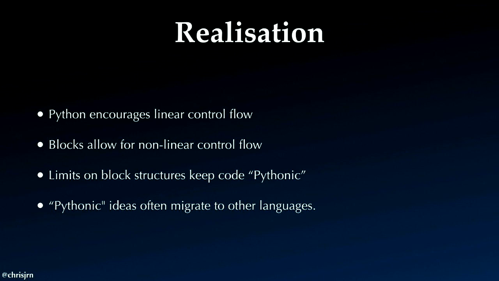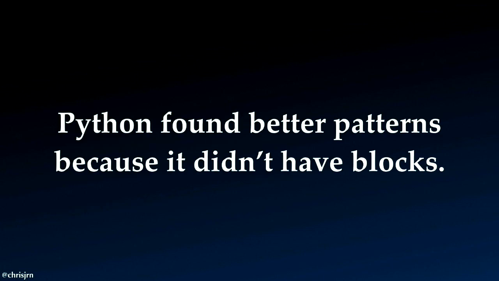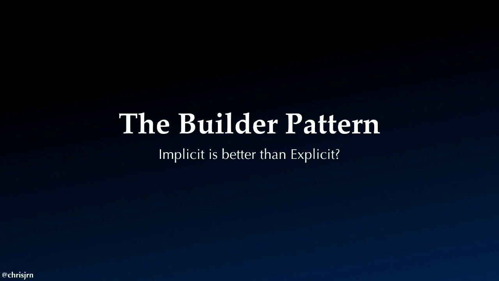So let's take some stock. We have learnt that Python values linear control flow, and Python doesn't have anonymous blocks because they allow control flow to become non-linear. We've also learnt that Pythonic ideas tend to migrate out of Python. And we've also seen that before 2010, Python tended to find better design patterns because it didn't have support for anonymous blocks. But what's happened with languages with blocks has grown over the last 10 years.